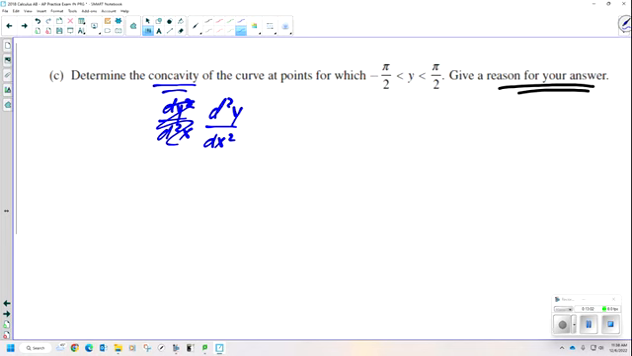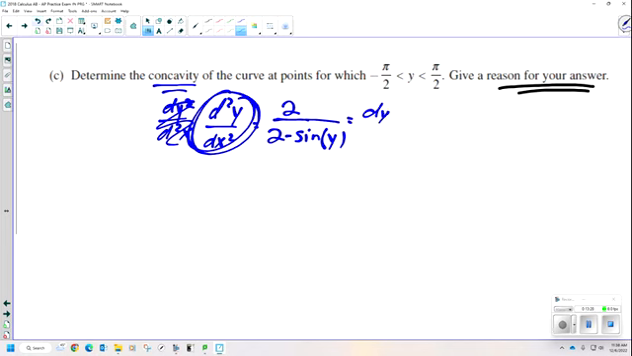So we need to look at our first derivative. Our first derivative was 2 over 2 minus the sine of y. This is the first derivative, and we need to get the second derivative. This is what I'm finding, but we have to remember that this is the first derivative. I don't want to confuse you there.